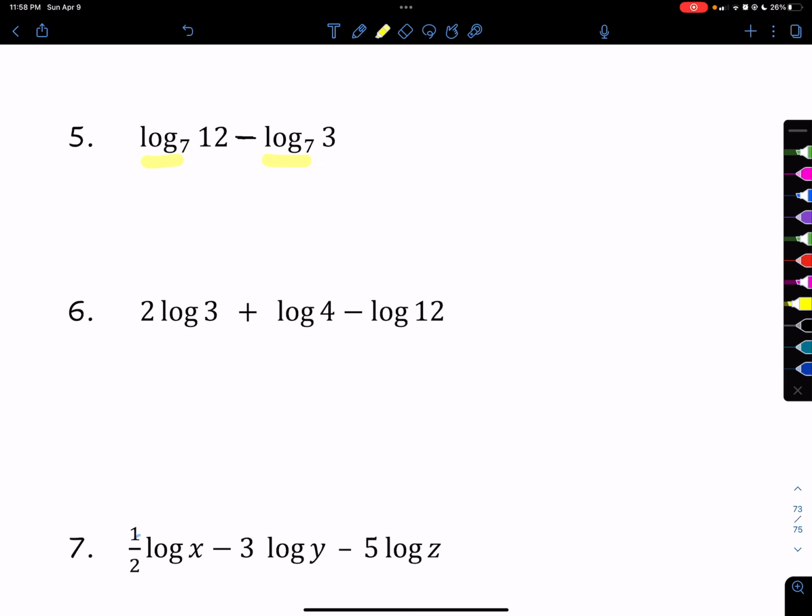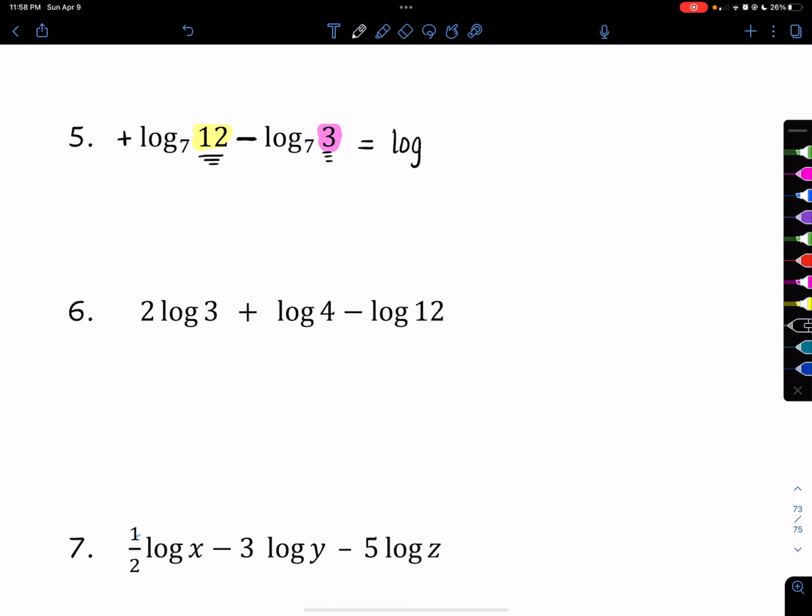Now, do we have anything positive? Do we have anything negative? So let's look at those. Well, the first term is a positive term, so I know this is going to go in the numerator. Then I have log base 7 of 3, but that's a negative term, which means this is going to go in the denominator. So, log base 7 of 12 and negative log base 7 of 3.